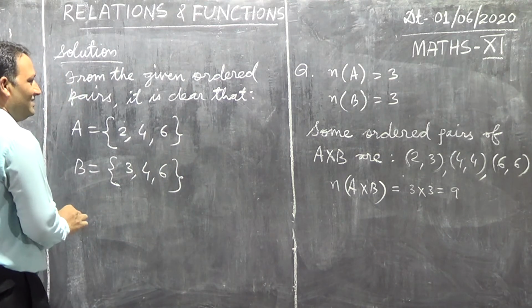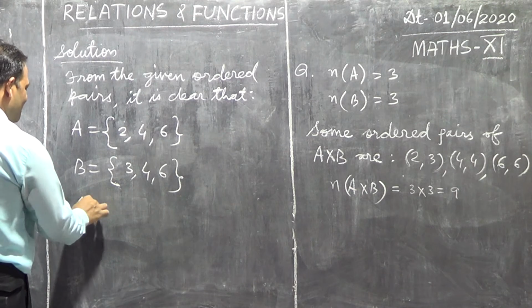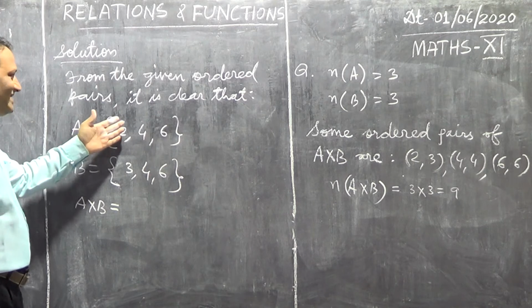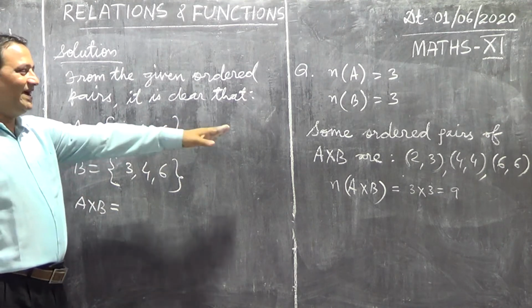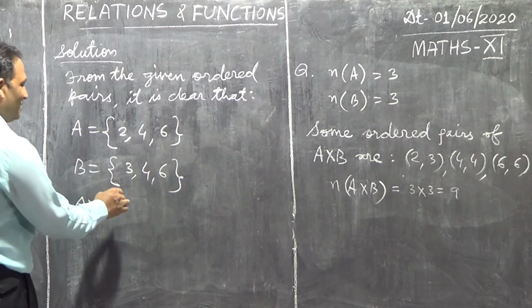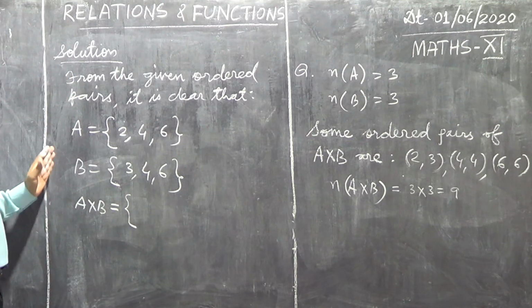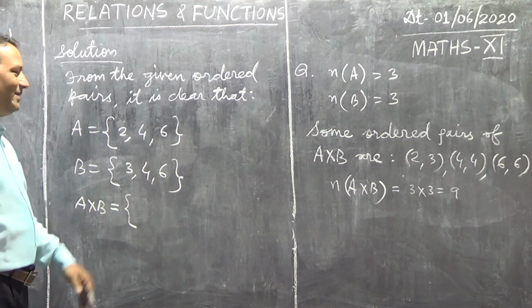So here A cross B will give me how many ordered pairs? 9 ordered pairs. Out of that 3 are already given. It is asking to find the remaining ordered pairs. So I will find all the ordered pairs, then I will say which are the remaining.